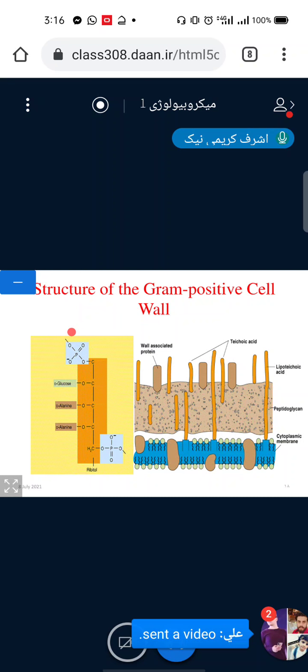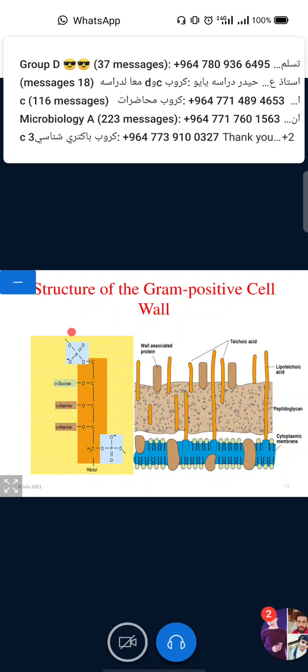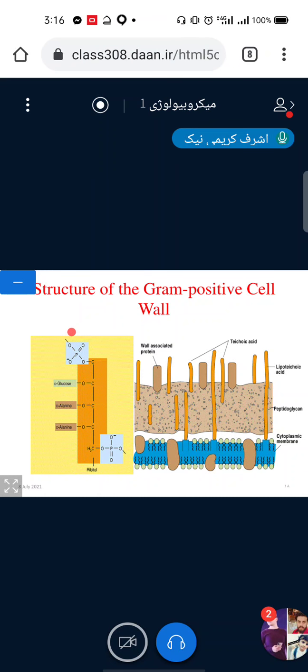The structure of the gram-positive cell wall in detail. You can see the cytoplasmic membrane, made of phospholipid and protein.